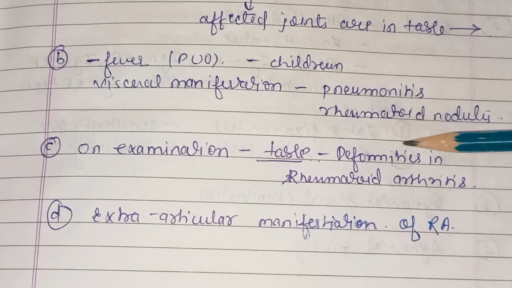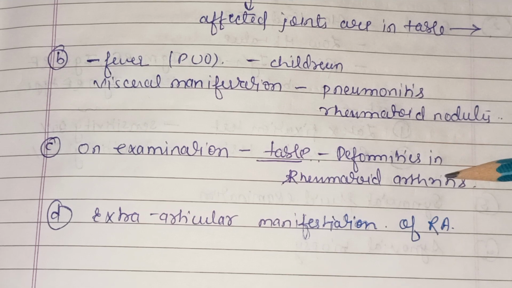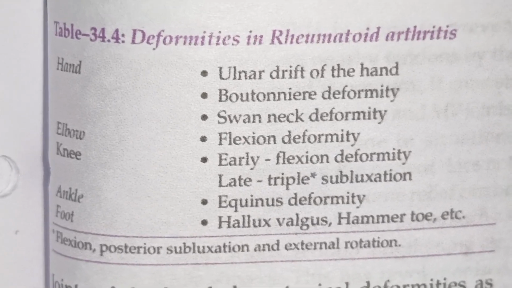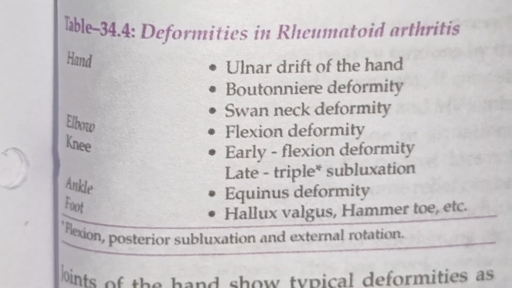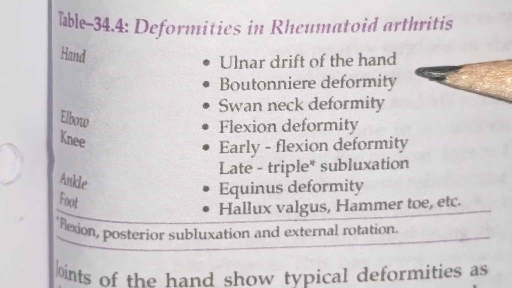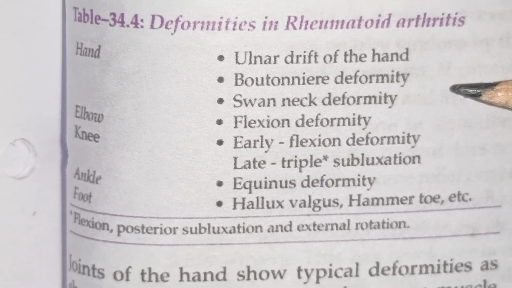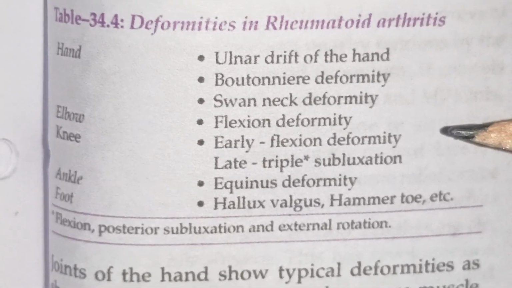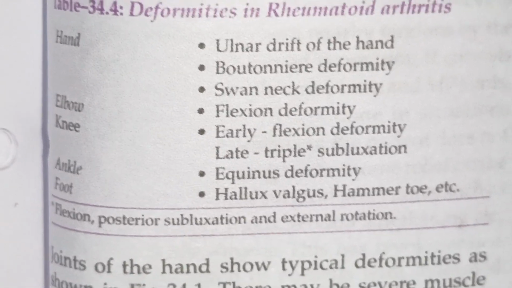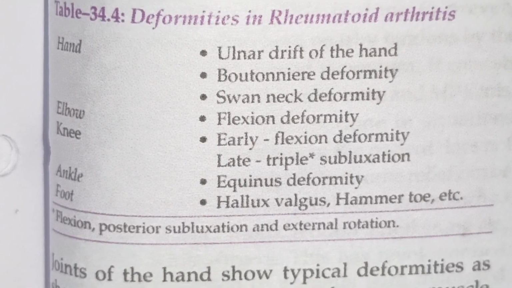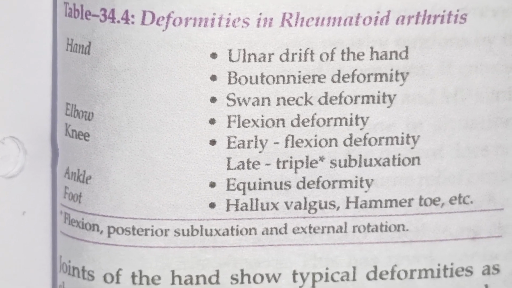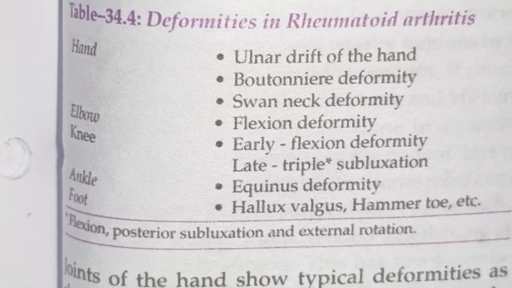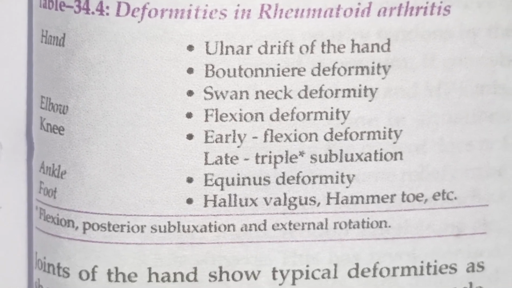On examination, we see some of the deformities in rheumatoid arthritis. Here I can show you the pictures and table which you can easily remember. These are the deformities in rheumatoid arthritis. First in the hand, you can see the ulnar drift of the hand, boutonniere deformity, swan neck deformity, and elbow flexion deformity, knee flexion deformity, late tibial subluxation, ankle equinus deformity in the foot, hallux valgus, hammer toe, etc.